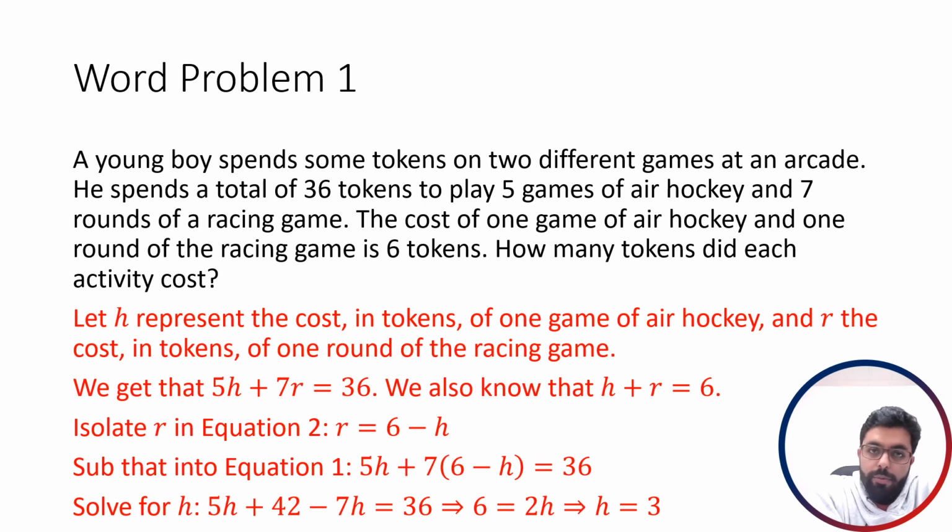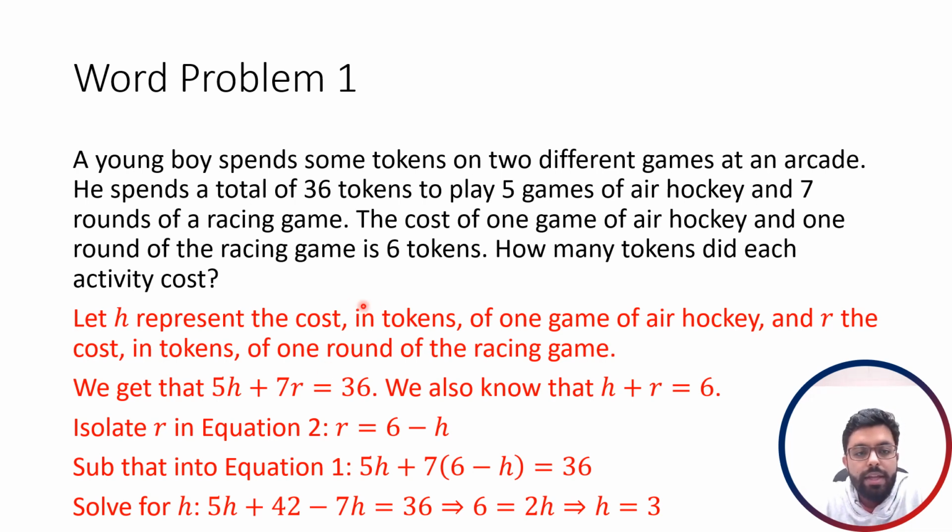All right, so here we are. We're going to get right into the solution for this one. So first things first, we do have to remember that we need a let statement because it's a word problem. So we haven't been given that these are the two letters that we're using for our two variables, for our two unknown quantities. So we get to choose those letters ourselves. I've chosen H for hockey and R for racing. So my full let statement is let H represent the cost in tokens of one game of air hockey and R the cost in tokens of one round of the racing game.